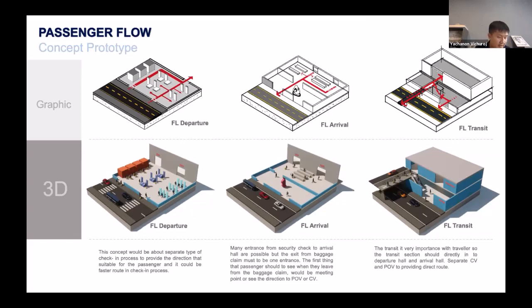For the transit, we should separate POV and CV transit. POV means private vehicle and CV means commercial vehicle. So we have to separate each other and have a direct route to the passenger.